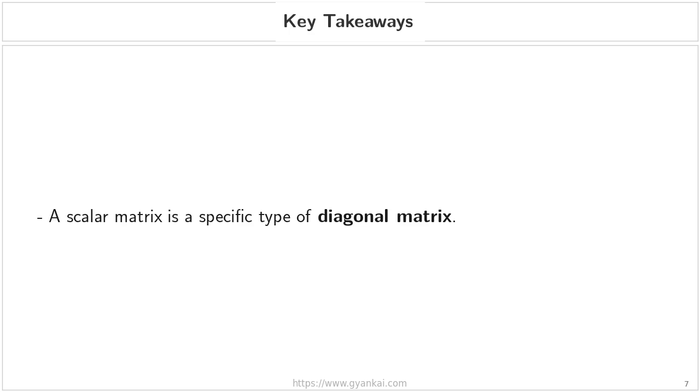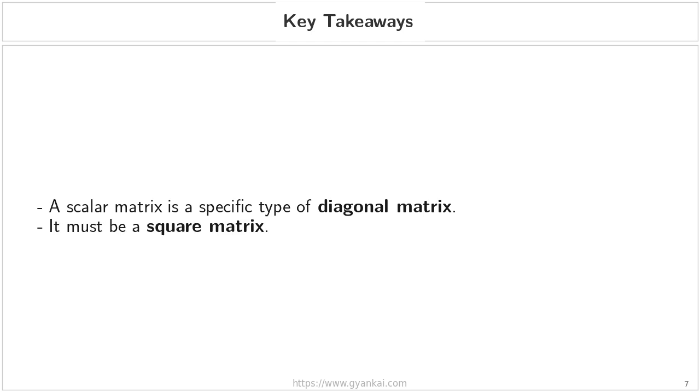Key takeaways. First, always remember that a scalar matrix is a specialized type of diagonal matrix. As we emphasized during our step-by-step identification, and when discussing common mistakes, a scalar matrix must be a square matrix. If the number of rows and columns aren't equal, it cannot be a scalar matrix.